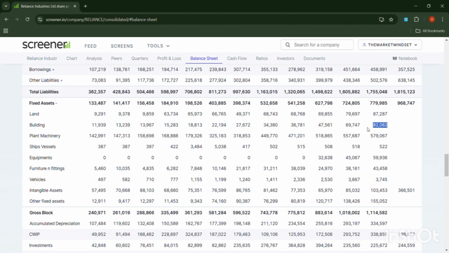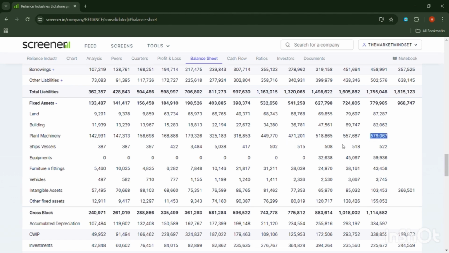Plant and machineries are basically the assets used for capacity expansion, or you can say to increase the production capacity. The ideal trend for plant and machinery should be increasing, because if the plant and machinery are more, then the company can produce more products. See, the Reliance plant and machinery from March 2020 to March 2024 has been at the highest level in 2024 at 579,000 crore rupees.